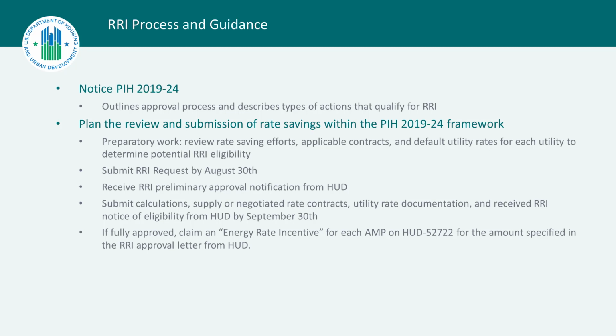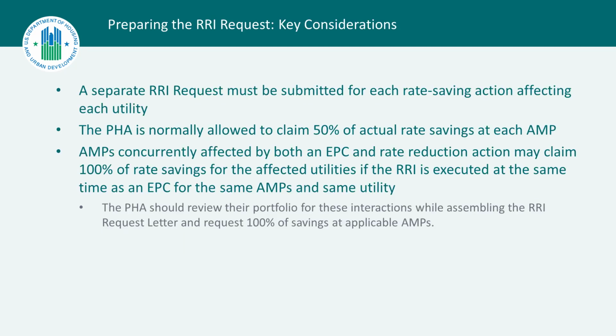Even if HUD has initially determined that the RRI action appears eligible and the agency prepares and submits the rate reduction incentive calculations, it is still possible that the RRI request may be ultimately denied once HUD has reviewed the calculations and supporting documentation more thoroughly. In addition, HUD will typically send a preliminary approval to a PHA by email, as opposed to a formal signed and dated letter. A separate rate reduction incentive request must be submitted for each rate-saving action that affects each utility.